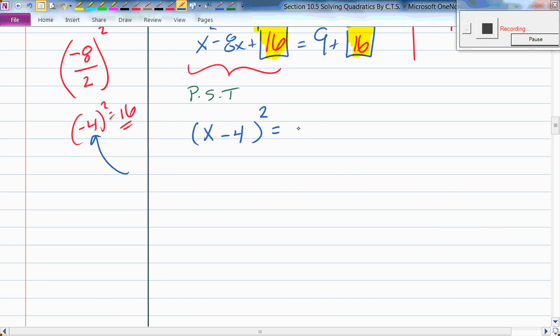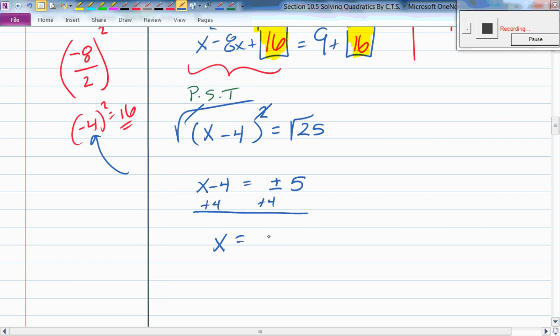Okay, so what do we have on the other side? How much is 9 and 16? 25. Good. Now what do I do? Square root it. That leaves me with x minus 4 equals plus or minus how much? What's the square root of 25? 5. Oh, that's a nice easy one, huh? So then what do I do? Add 4. Now, does everyone realize there's two answers? It's either 4 plus 5 or 4 minus 5. So how much is 4 plus 5? 9. And what's the other answer? Negative 1. Very, very good.